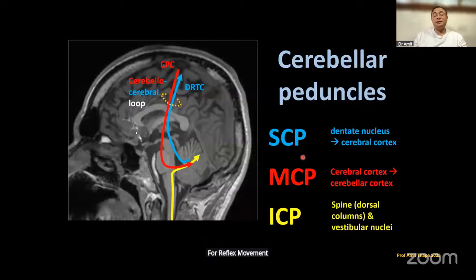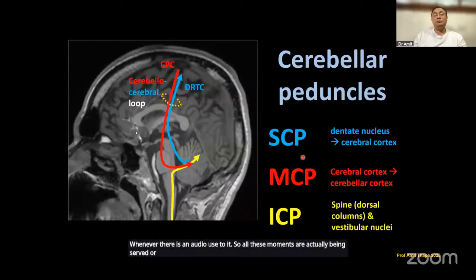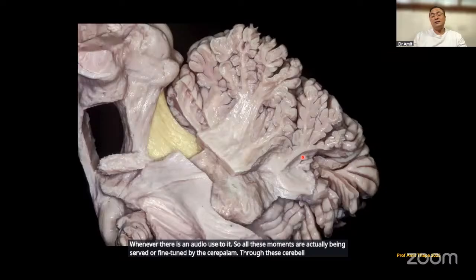for good coordination of movements, for reflex movement of the eyes, as well as for turning the head whenever there are audio cues. So all these movements are being served or fine-tuned by the cerebellum through these cerebellar peduncles. So this is how it looks.